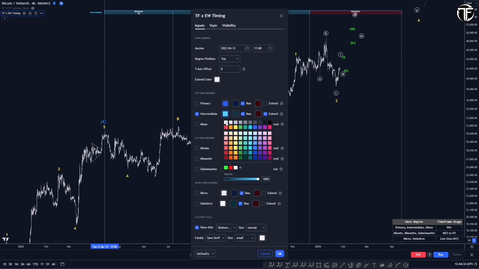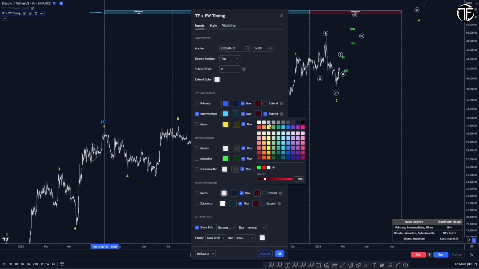You can change the colors. This one's for the text. This one's for the actual boxes itself. And this one's for the maximum zone.